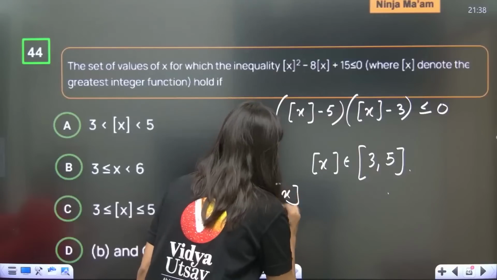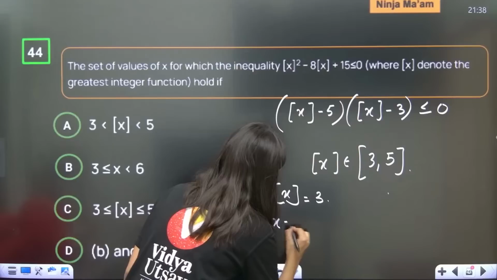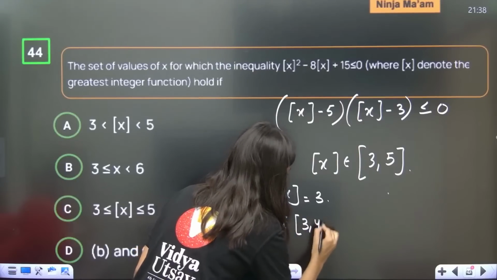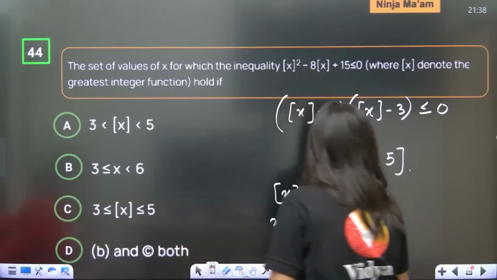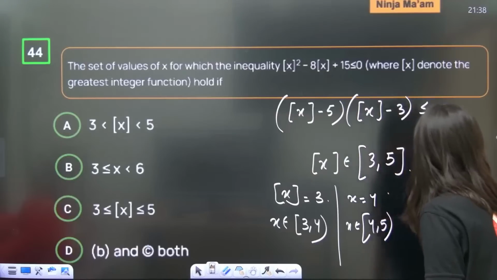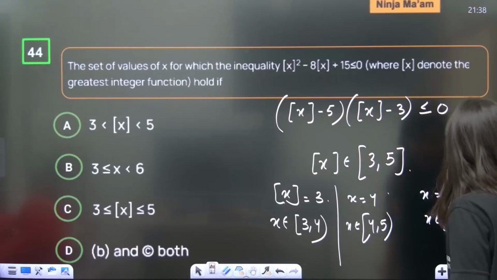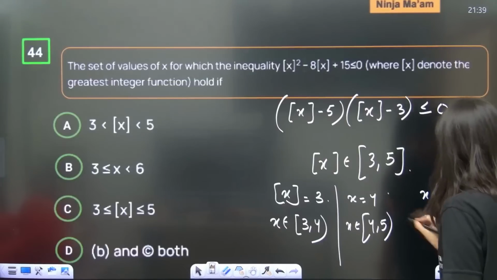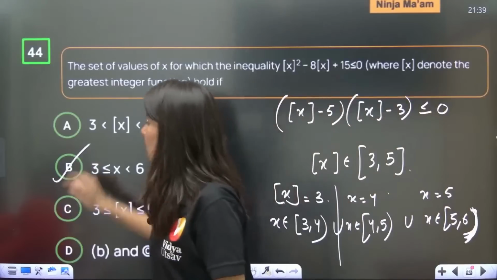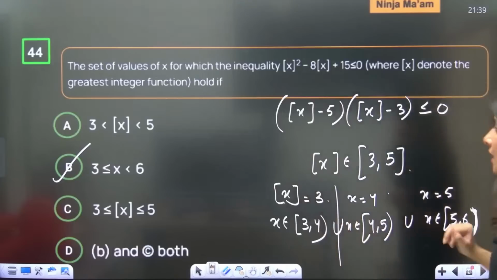When GIF of x is 3, x belongs to 3 to 4. When GIF of x is 4, x belongs to 4 to 5. And when GIF of x is 5, x belongs to 5 to 6, open. If you combine these three things, it is 3 to 6. Option B, my dear students, 3 to 6 is the correct answer.